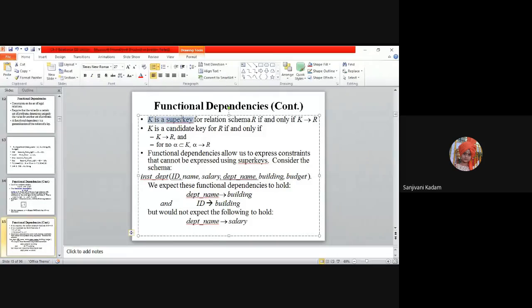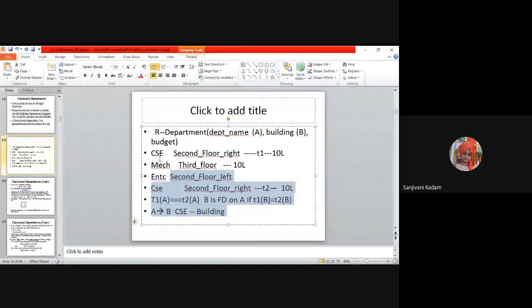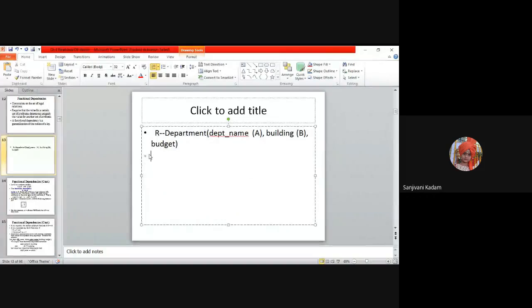So let us read the first definition. K is a super key for relational schema R if and only if K holds on R. So here we are applying some rules of identity, just like you might have studied those rules in set theory, etc. Identity rule, that is multiplied by something or addition by something gives us the same number. Similarly, here also such rules are applied. So here the basic rule is that A is always functionally dependent on A. Okay, this is an identity functional dependency.